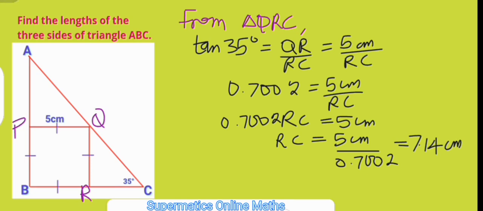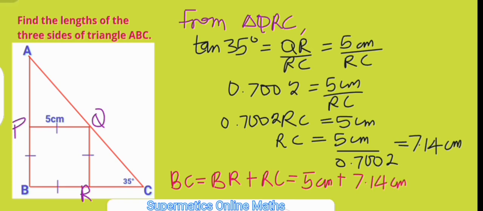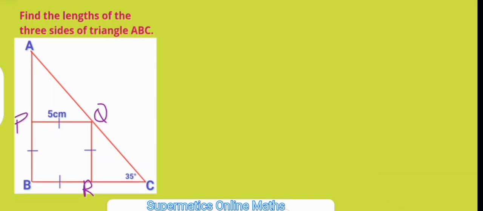Now, with RC obtained already, we can find the side BC, which is one of the sides of the triangle. Side BC is the sum of the side BR and RC. And this is 5 centimeters for BR plus the newly calculated RC, which is 7.14 centimeters. Meaning that the side BC of the triangle ABC is 12.14 centimeters.